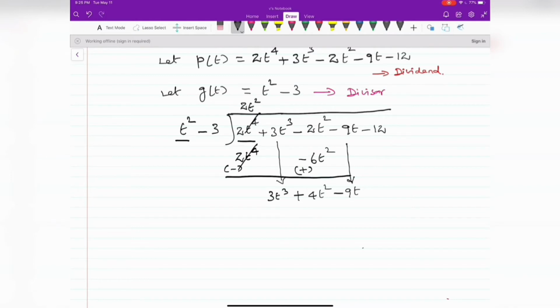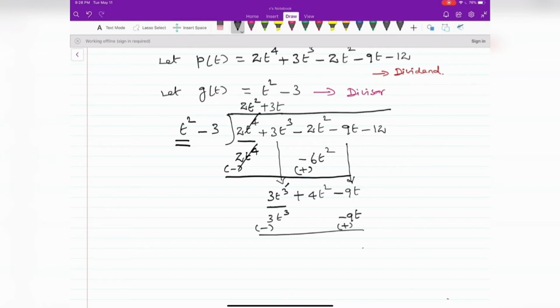I am having in this place 3t cube, but in the divisor I am having t square. So in order to get 3t cube, I have to multiply t square by 3t. So plus 3t. Then I will get 3t cube, then minus 9t. Let me write this under the minus 9t column. I will have here minus 9t. Now, the sign will change because we have to subtract now. This will become minus, and here I will be having plus sign.